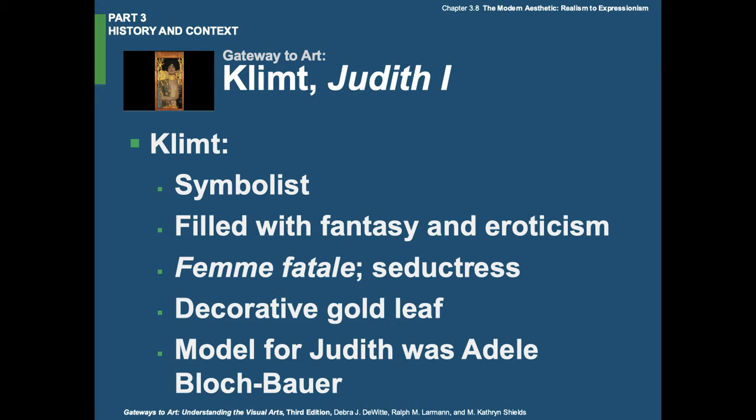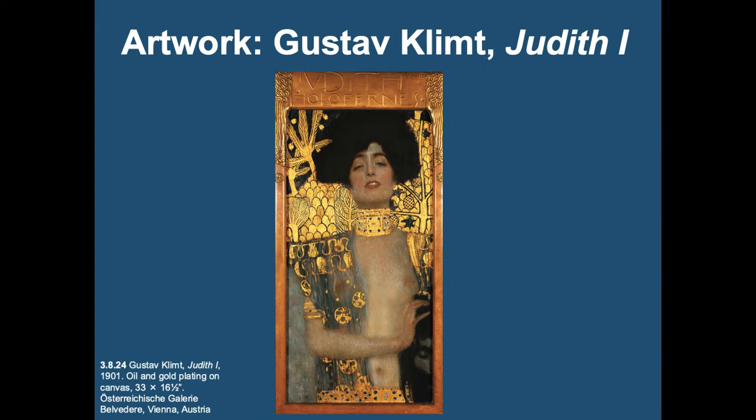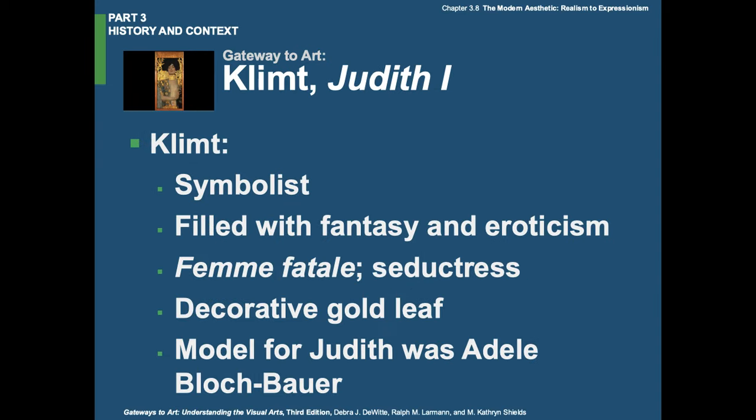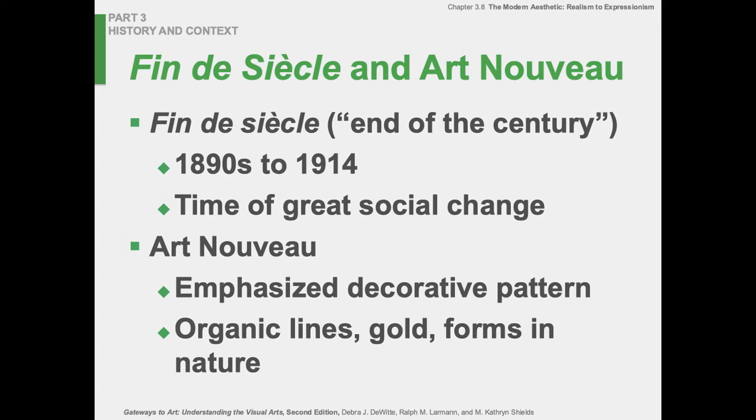All right, so with the Klimt symbolism, it's filled with fantasy and eroticism, femme fatale, seductress, and that gold leaf. We didn't really get into Adele Bloch-Bauer. I had it backwards, sorry. So the gold leaf we see with Klimt, a lot of times he flattens the picture plane with this gold leaf. He loves to do that. And you see that in a lot of his other pieces. The Kiss is one of his famous works.